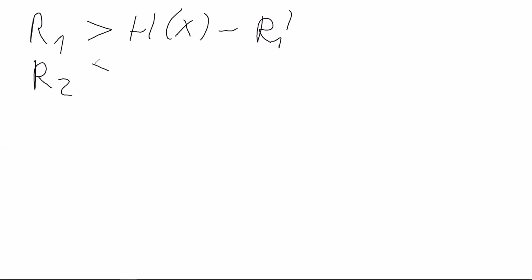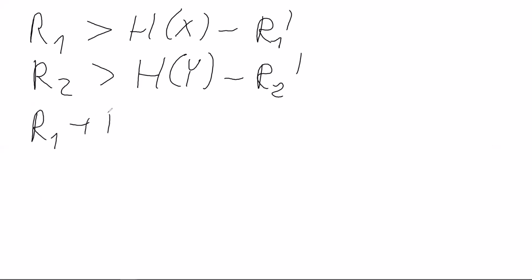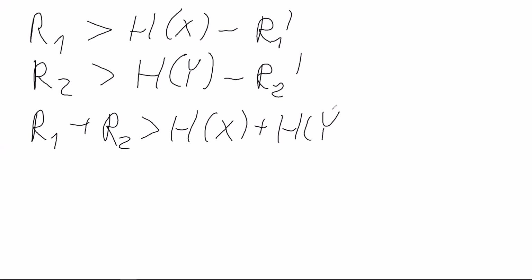Yes, that's the second part of the theorem. And for the first part, we use both. We use the condition that R1 is bigger than H of X minus R1 prime, and R2 is bigger than H of Y minus R2 prime. Putting these both things together, we have that R1 plus R2 is bigger than H of X plus H of Y minus R1 prime minus R2 prime.